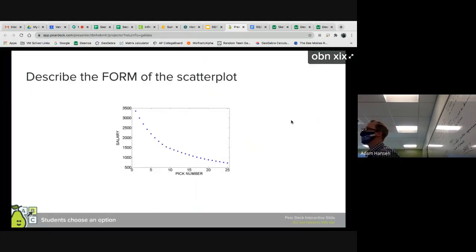Next prompt. Describe the form. Is it linear, nonlinear, or no form? I think this is salary and pick number for draft, like an NBA or an NFL draft. I think salary is measured in like hundreds of thousands of dollars. And pick number is like your selection number in the draft, where I pulled this from.